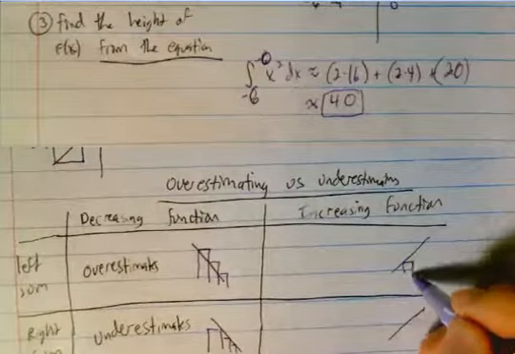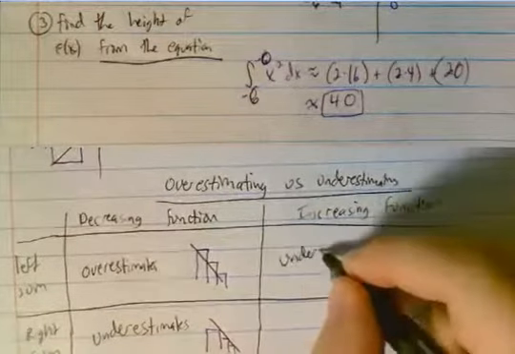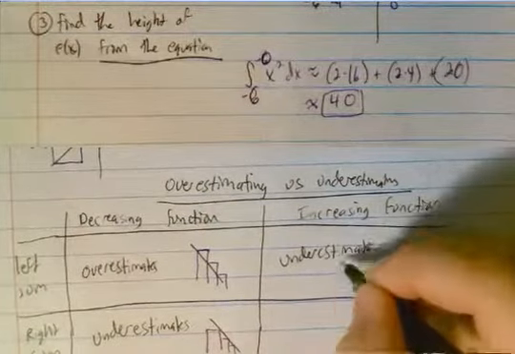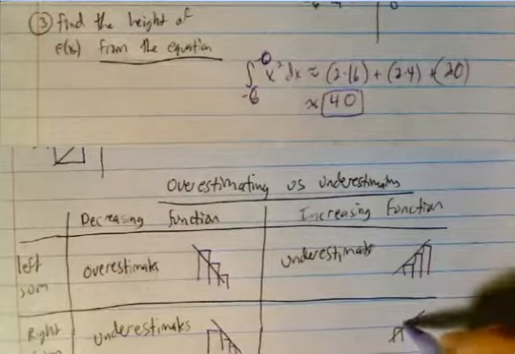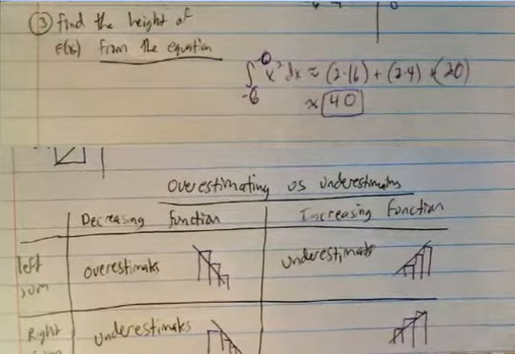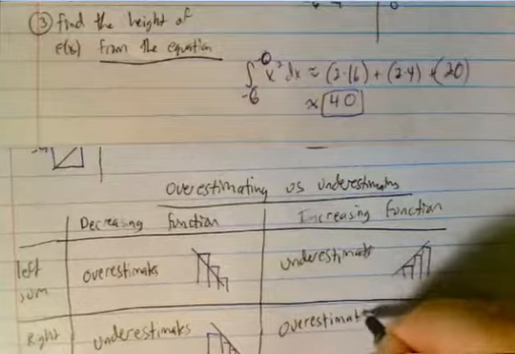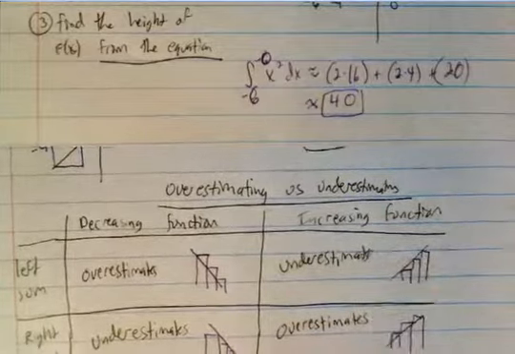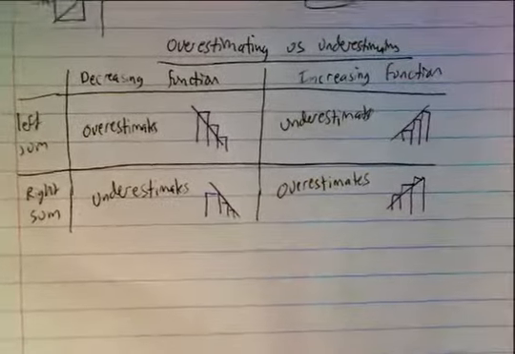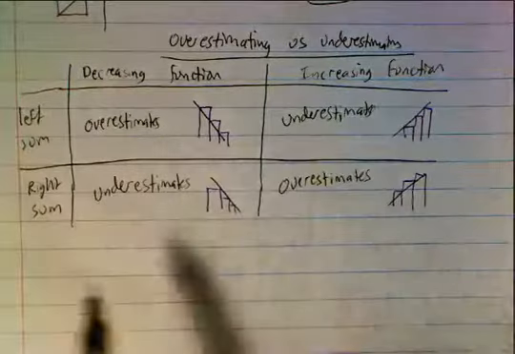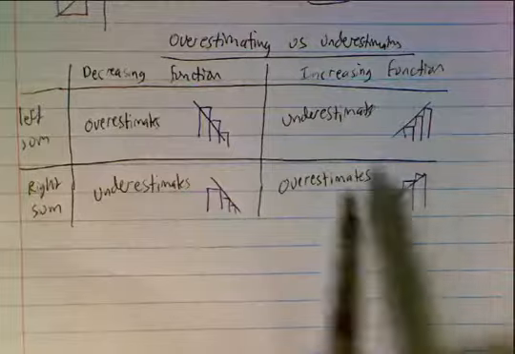Here, it's reversed. A left sum, the left side is touching, that's an underestimate. Here, the right side is touching. It overestimates. And one of the useful things about these properties is that whatever we have, one of them overestimates and one of them underestimates. It just reverses for increasing and decreasing.